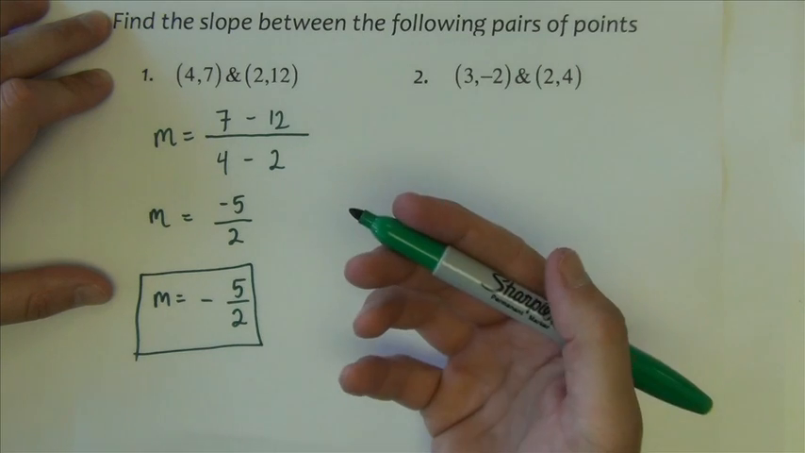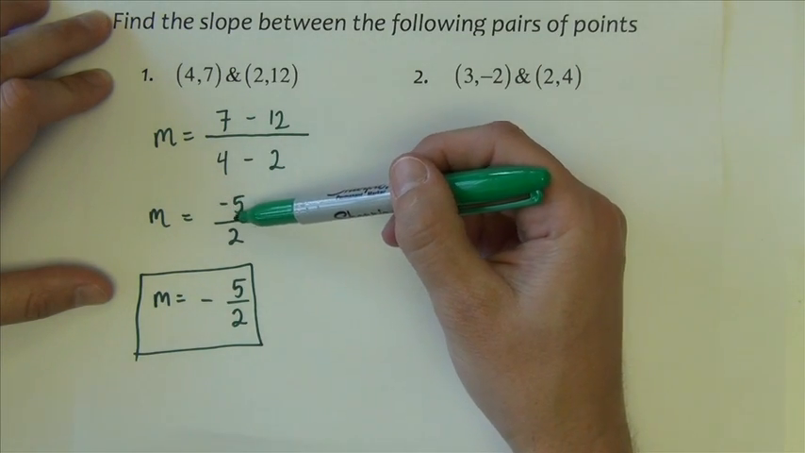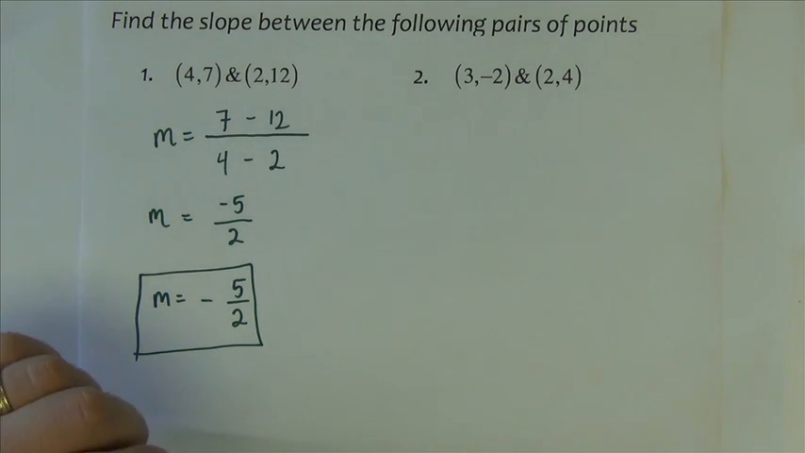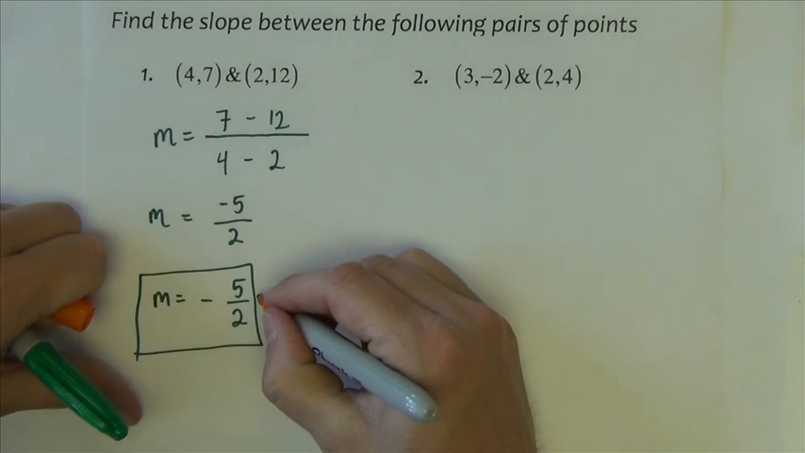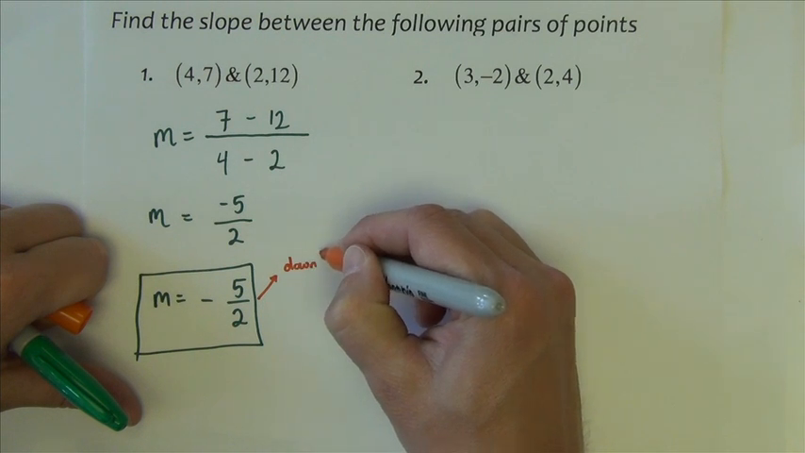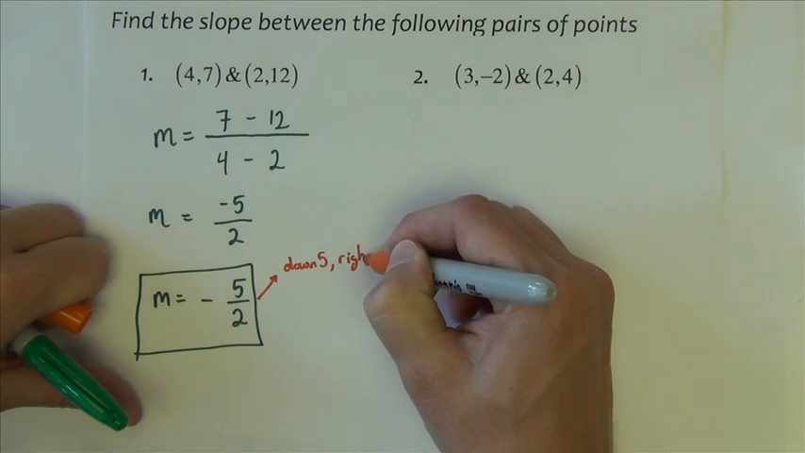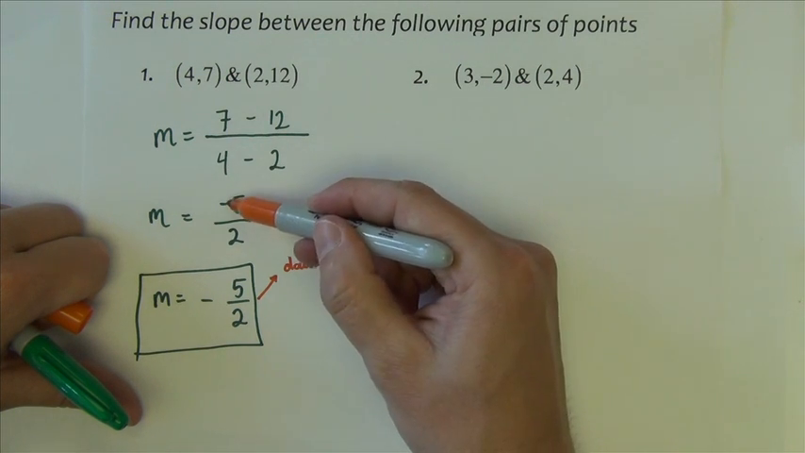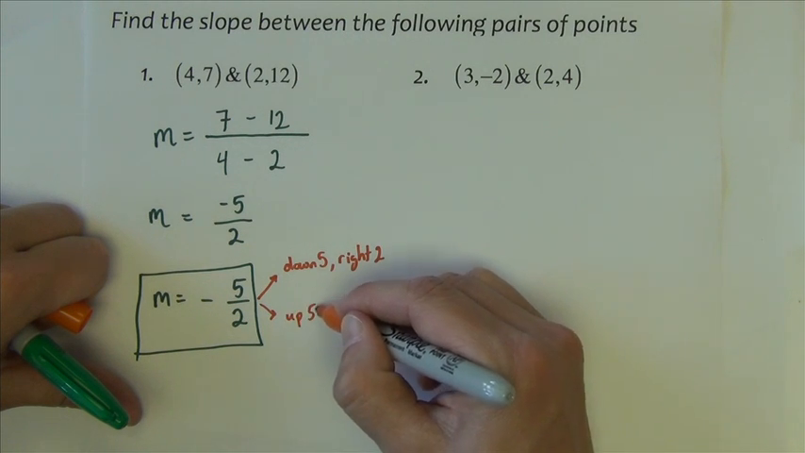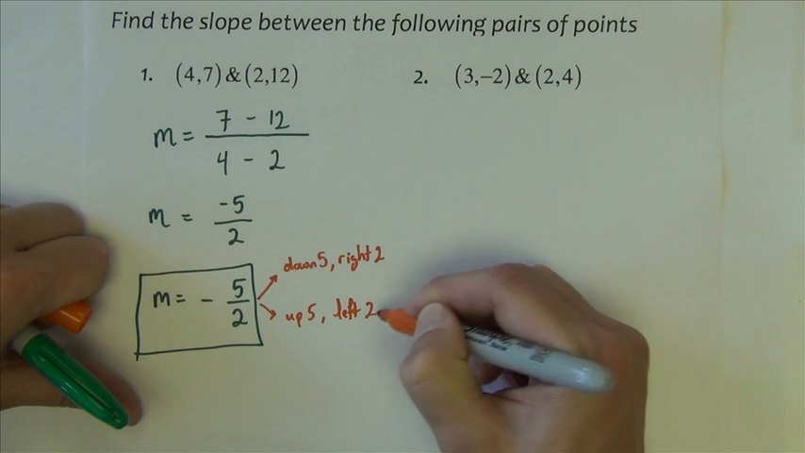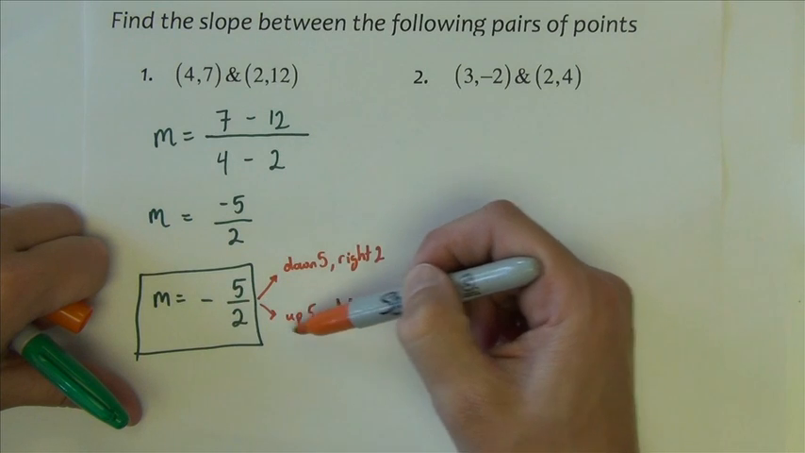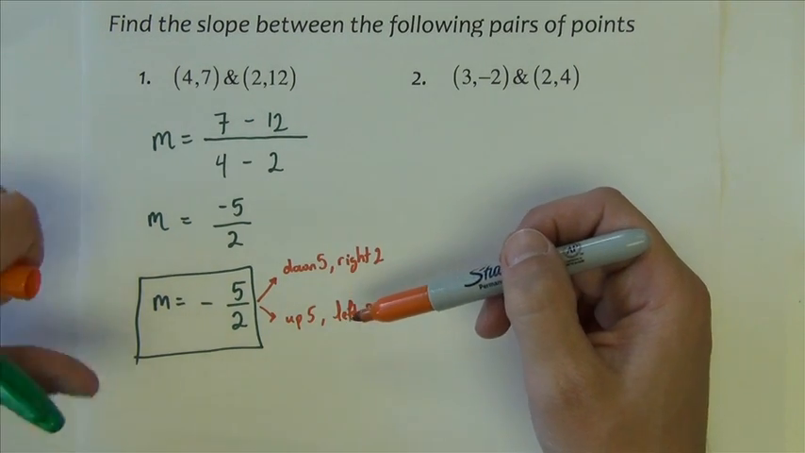Okay. What that means, and it's maybe easier to interpret here, well actually we can interpret it two ways. What that means is to get from one point to the next point on the line, you're either going down 5, right 2, that would be negative 5, positive 2, or you're going up 5, left 2. That would be placing the negative down here. So you'd have a positive 5 and a negative 2, and you go that direction. Either way, the points are going to fall on the same exact line.